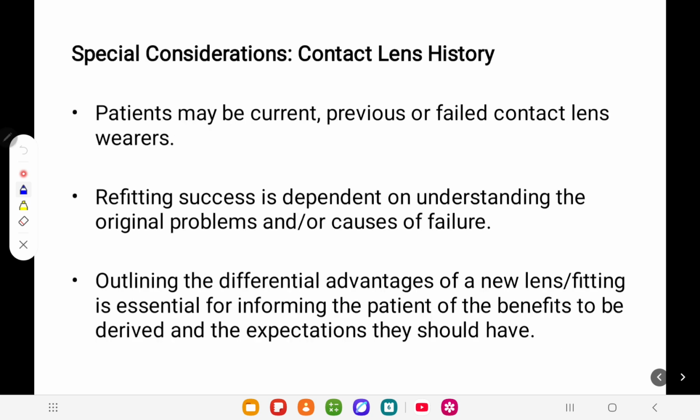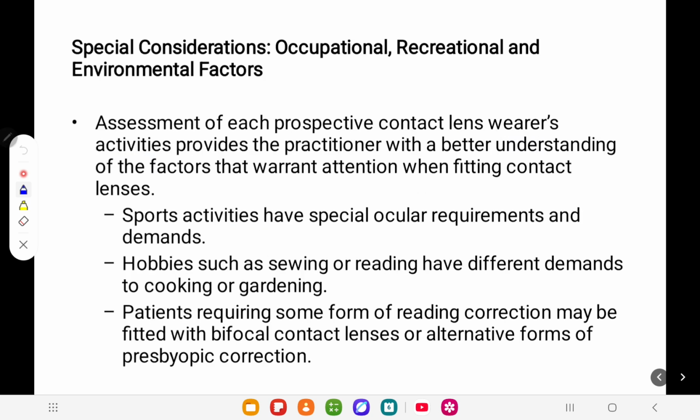Special consideration: contact lens history. A patient may be a current, previous, or failed contact lens wearer. I have already told you this like literally 40 times. Successful refitting is dependent on understanding the original problem and the causes of failure, because it's very important. If a patient failed once in the history, then you must know why he failed with the contact lens. So outlining the differential advantage of the new fitting is essential, and informing the patient of the benefit of the delivery and the expectation they should have is important.